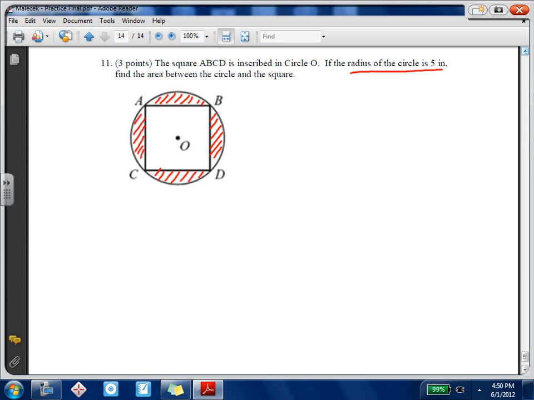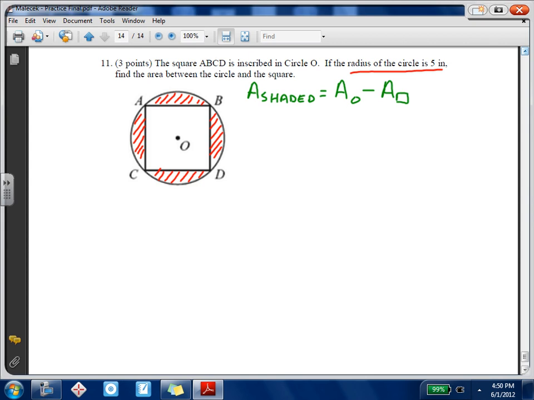So in order to find the area between the circle and the square, we need to say that the area of the shaded part is equal to the area of the circle minus the area of the square, because the square has been punched out of it or it's taken away.